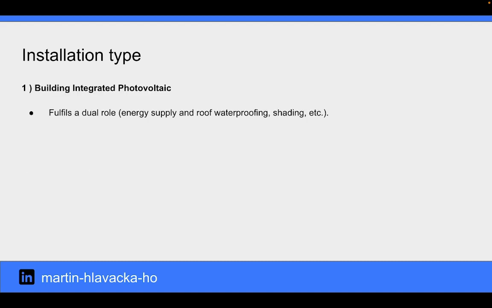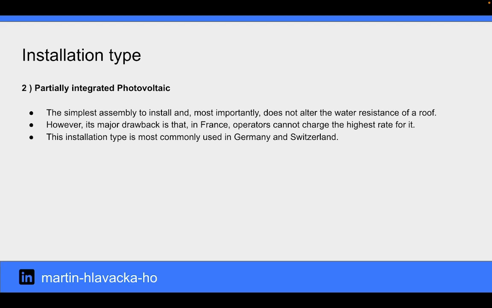Building integrated PV installation type fulfills a dual role: energy supply and roof waterproofing, shading, etc. Partially integrated PV is the simplest assembly to install and most importantly does not alter the water resistance of a roof. However, its major drawback is that in France, operators cannot charge the highest rate for it. The installation type is most commonly used in Germany and Switzerland.